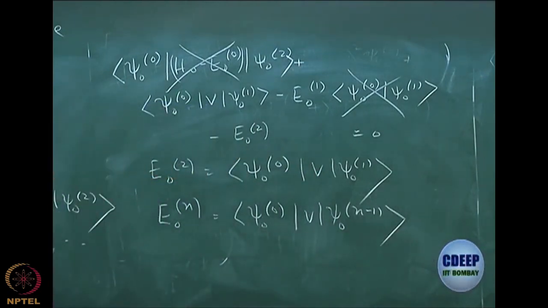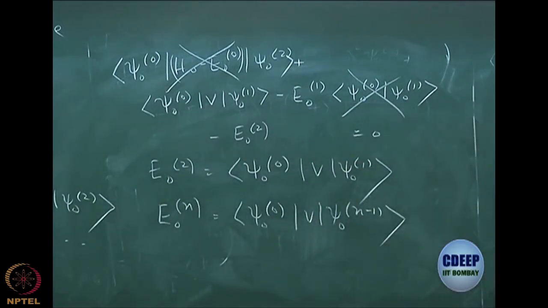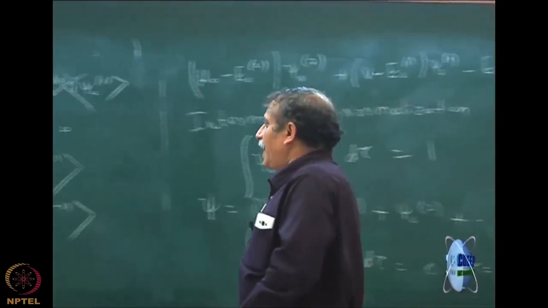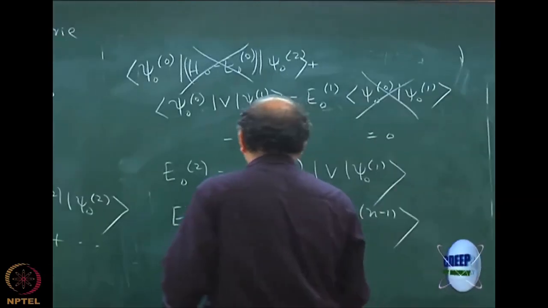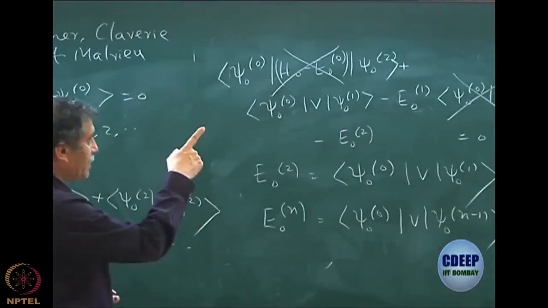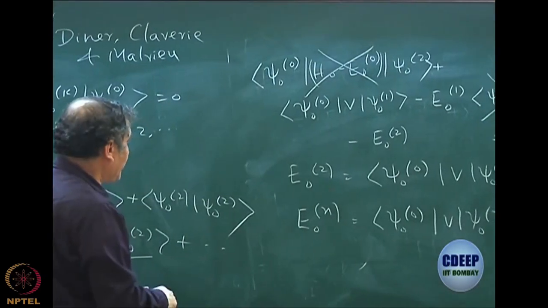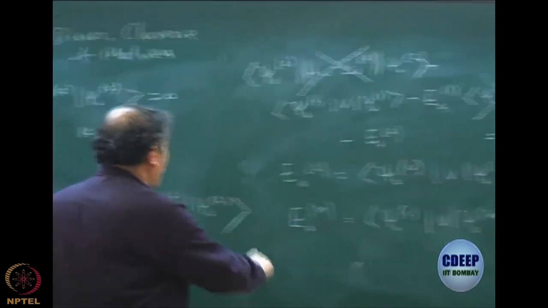A more general equation, I am not going to do this, but I think it is trivial to see. If you just go through this exercise and write the nth order, you will see everything else will fall off. Because of intermediate normalization, everything else will fall off very easily, and this will actually have just this term, okay? E naught, and the last term will remain, E naught n psi 0, 0, psi 0, 0. So that is the only thing that will remain.